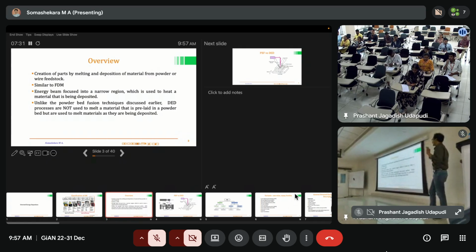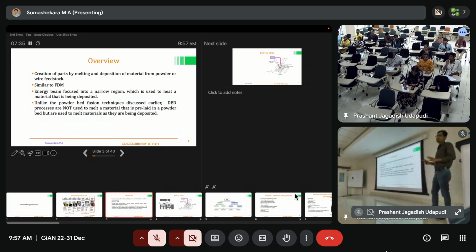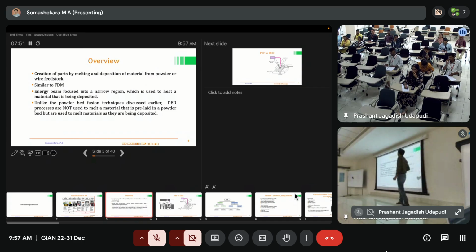Instead, you are only adding the powder, and immediately you are melting it, which means when it comes to the efficiency of the usage of the powder, usage of raw material here is almost 100%. Unlike powder bed fusion, where you may be spreading the entire bed, but you may be only melting 30% or 40%, sometimes even less than that area, or sometimes even more.